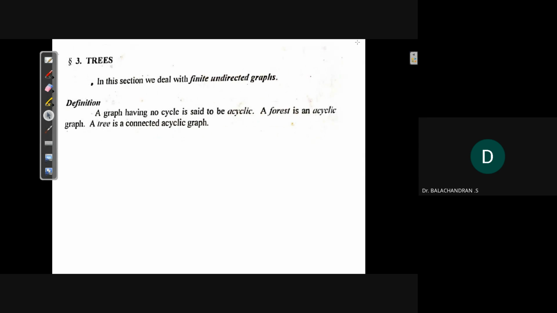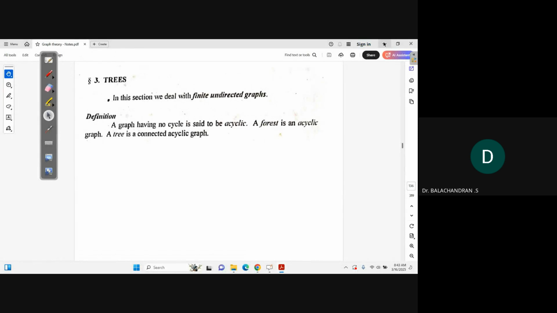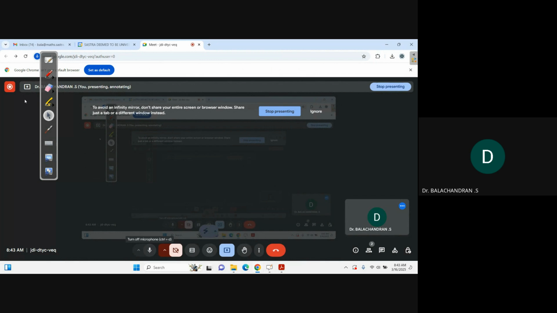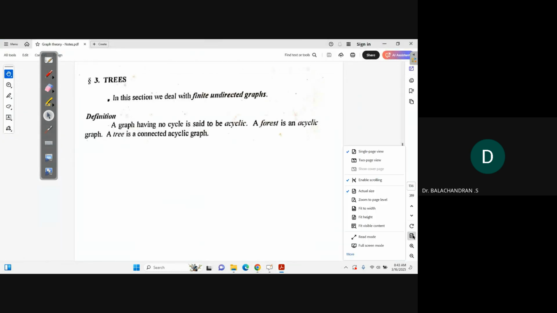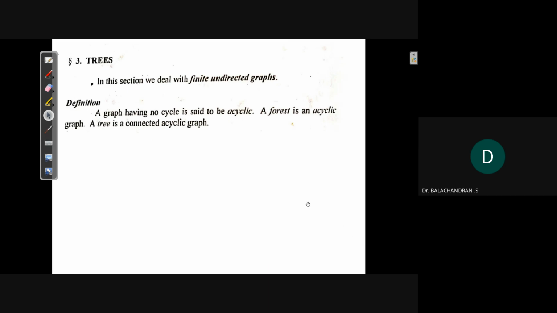Okay. So in this class, we'll discuss trees and their properties. A graph having no cycle is said to be acyclic. So the first definition is the acyclic graph: a graph without a cycle is said to be acyclic.